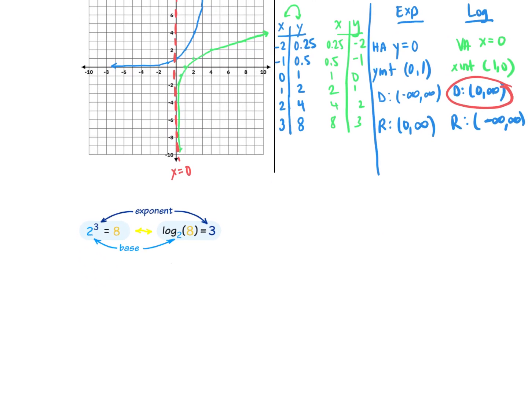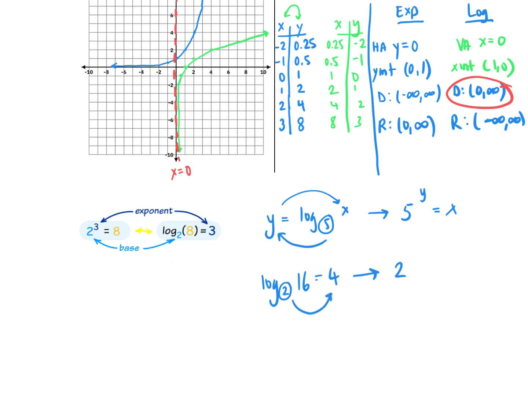So just before we finish up this video, I just want to practice converting between exponential and logarithmic form. Okay, so let's say I have y equals log base 5 of x. The exponential form, the bases match, so it's going to be 5, and it's going to be to the power of y equals the argument. Or if I have log base 2 of 16 equals 4, this actually means, here's my base 2, 2 to the power of 4 equals 16.